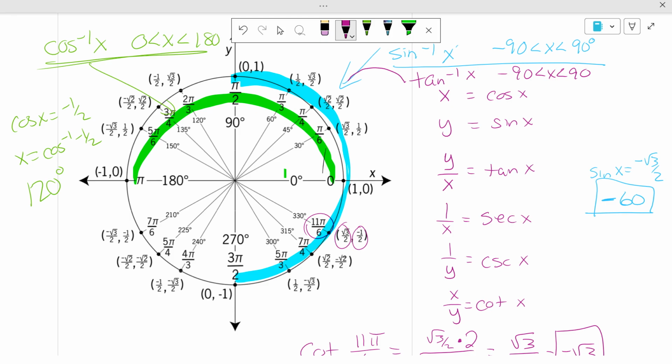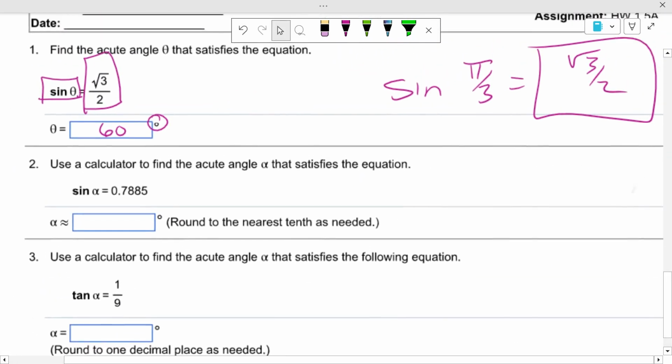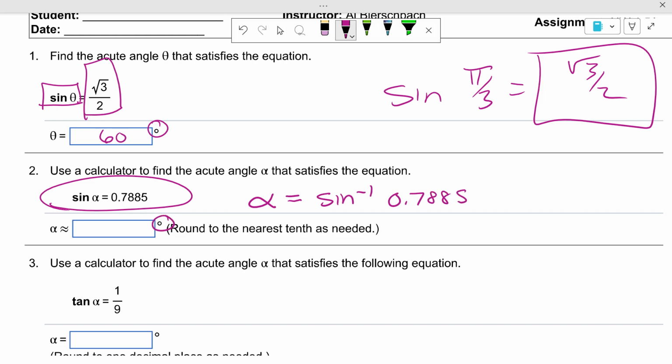Okay, so with your unit circles out, let's do a few problems. All right, so we already did that one. This one is a calculator problem. So if the sine of alpha equals that, then alpha equals the inverse sine of 0.7885. And it wants it in degrees, so make sure your calculator's in degree mode. So take the inverse sine of 0.7885, and what do you get for an angle rounded to the nearest tenth? 52.0. Are we all good with that?